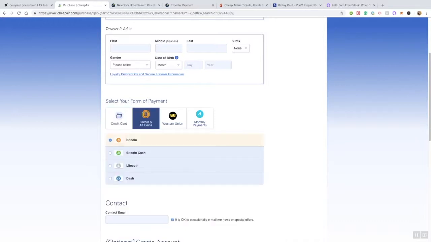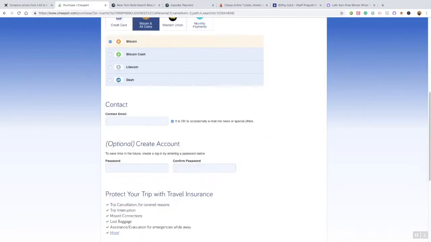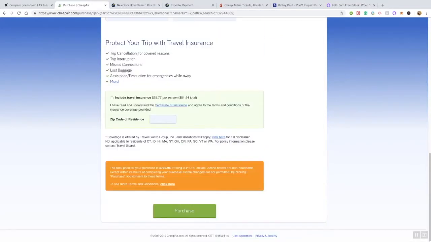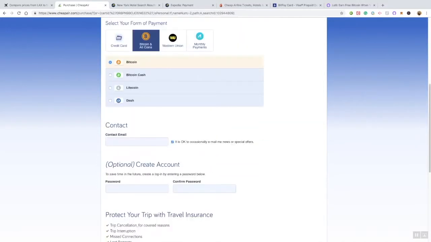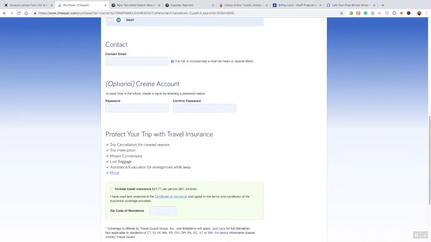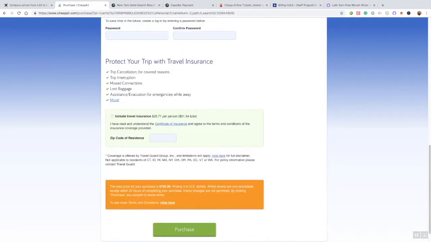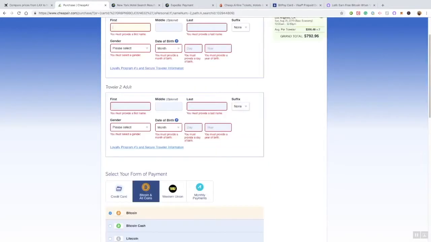So we're going to select the option, and you have four. You can pay with Bitcoin, Bitcoin Cash, Litecoin, or Dash. Fill out the information below, and then purchase. So when you select your cryptocurrency, let's say we're just going to do Bitcoin. Okay, we're not going to do the travel insurance, and then we're going to purchase.